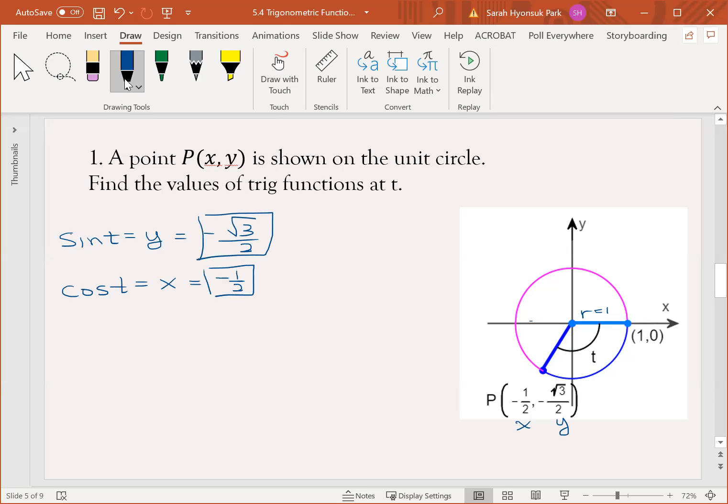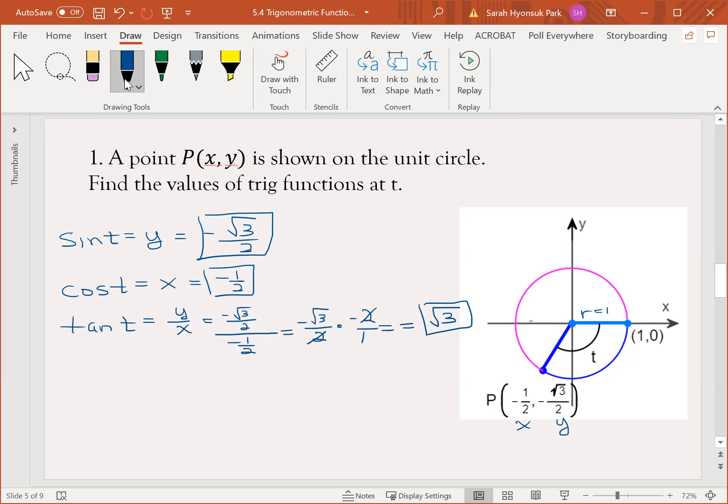Done. Tangent of t takes y and divides it by x. Y in this case is -√3/2. X is -1/2. With fractions, it means that you multiply the top by the reciprocal of the bottom. And so here the 2 would cancel, and 2 negatives make a positive, so we have √3. Okay, let's go on to do the reciprocal functions.